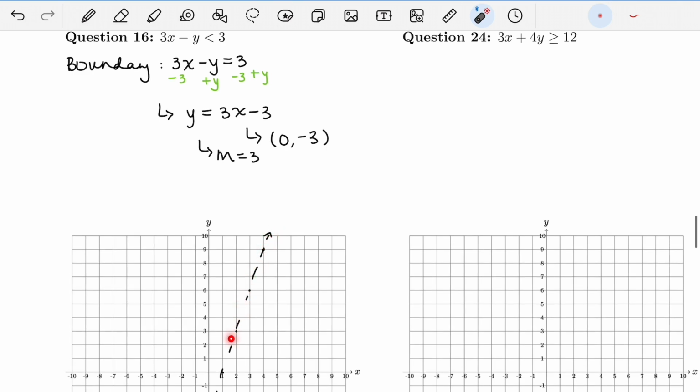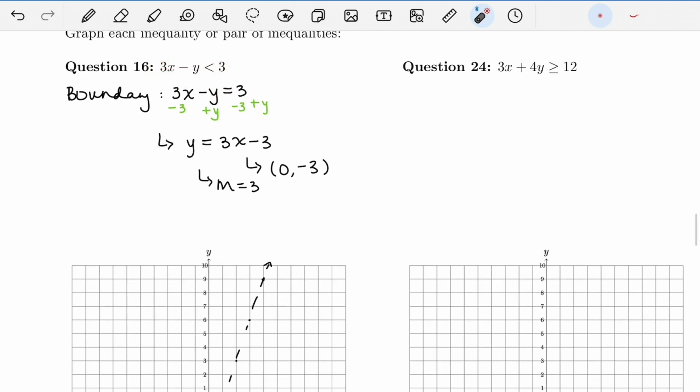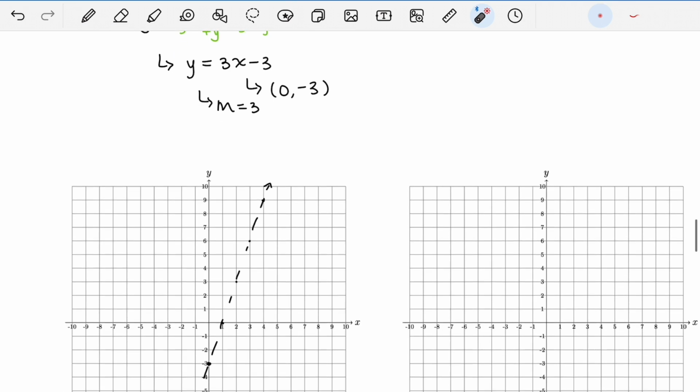All the solutions on this line, as we saw, remember our boundary line is 3x minus y is equal to 3. So that means everything on this line here is going to be equal to 3. If we were to take a coordinate, for example, here, this is going to be 1, 0. We plug in 1 for x and 0 for y, we get 3 is equal to 3. In this case, we're not looking for the ones that'll make it equal, we're looking for the solutions that'll make it less than. So that's why we have a dashed line here.